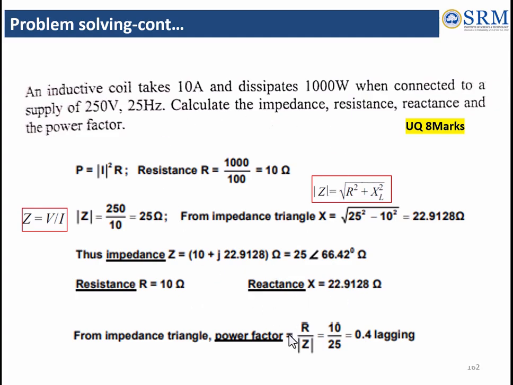For the power factor, we know that it's a ratio of resistance to the impedance. Resistance is 10 and the magnitude of impedance is 25. It's 0.4. Since it's an RL circuit, it's a lagging power factor.